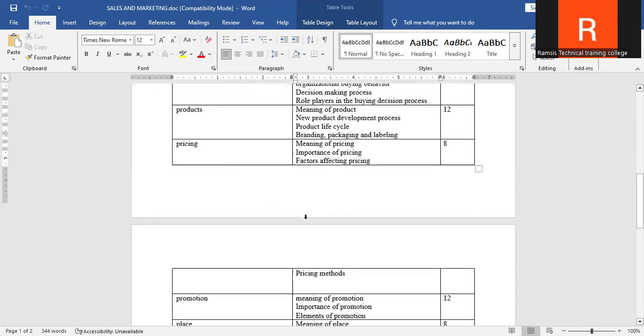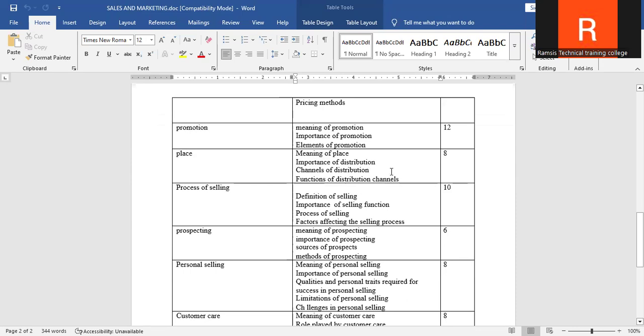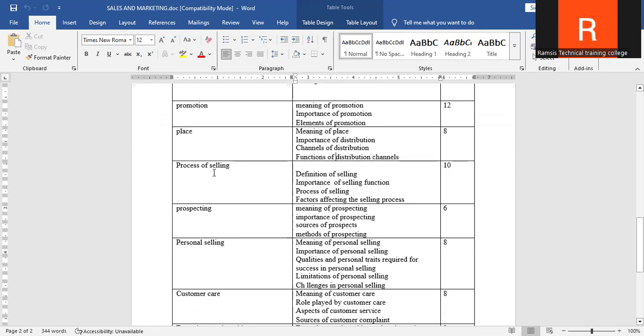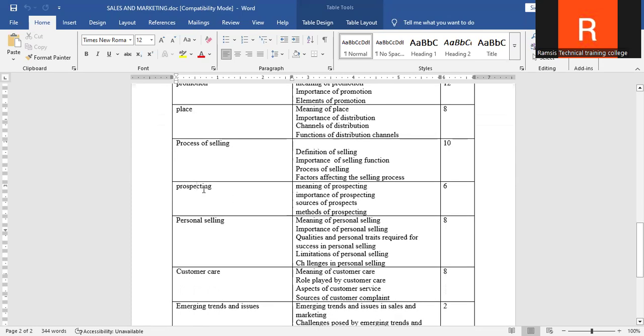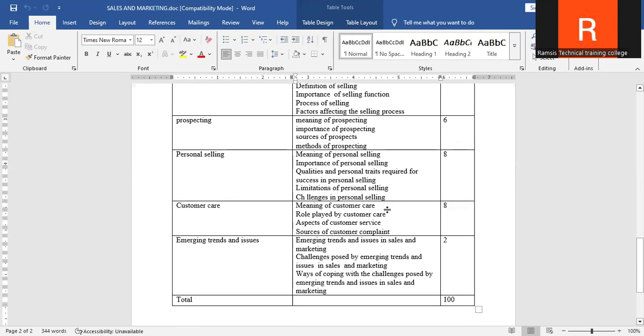We have got the products, the price, the promotion, and place, so the meaning of place, importance of distribution, channels of distribution, functions of distribution channels, process of selling, prospecting, personal selling, that is the importance of personal selling, importance of the qualities and personal traits required for success in personal selling, limitations of personal selling, and also challenges in personal selling.